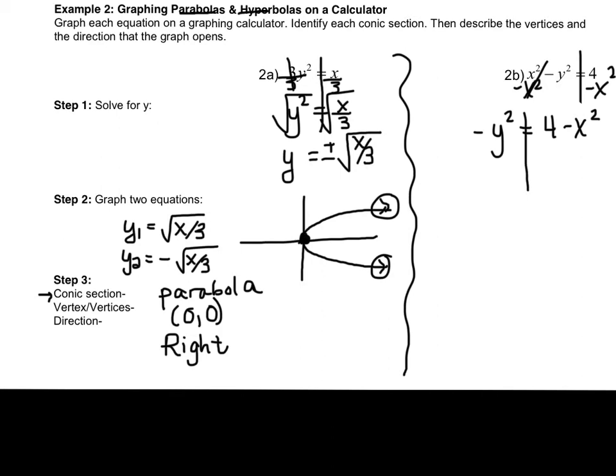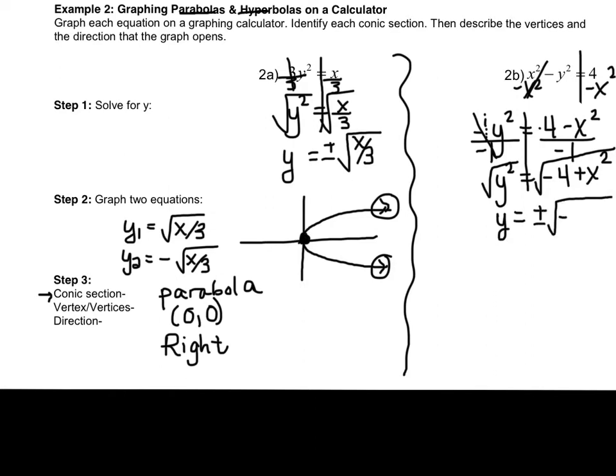So before we can square root, we need to get rid of that negative 1. To get rid of negative 1, I'm going to divide by negative 1 on both sides. So it's pretty easy to divide everything on the other side by negative 1. What will happen is the signs are going to switch. 4 divided by negative 1 is negative 4, and negative x squared divided by negative 1 is positive x squared. One more step, we're going to square root both sides, and so then we'll have y equals plus or minus the square root of negative 4 plus x squared.